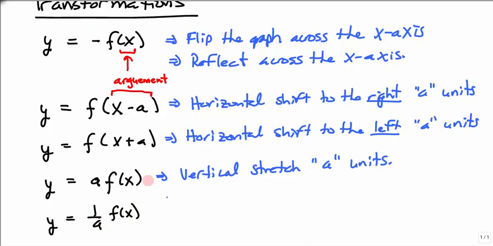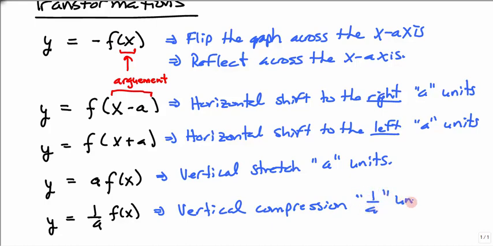So this would be a vertical compression or squish. So this is a vertical compression, 1 over A units. So this could be 1/2. That would mean I'd take the highest point of the graph and the lowest point of the graph, and I'd stretch it, or sorry, compress it in half as large as it already is.